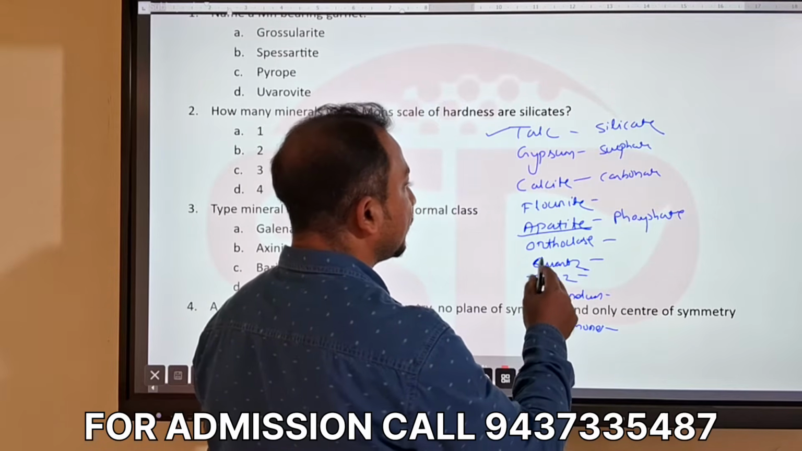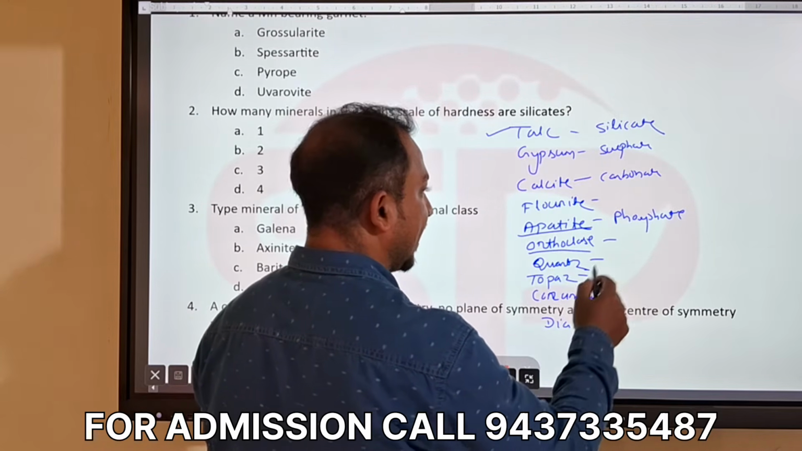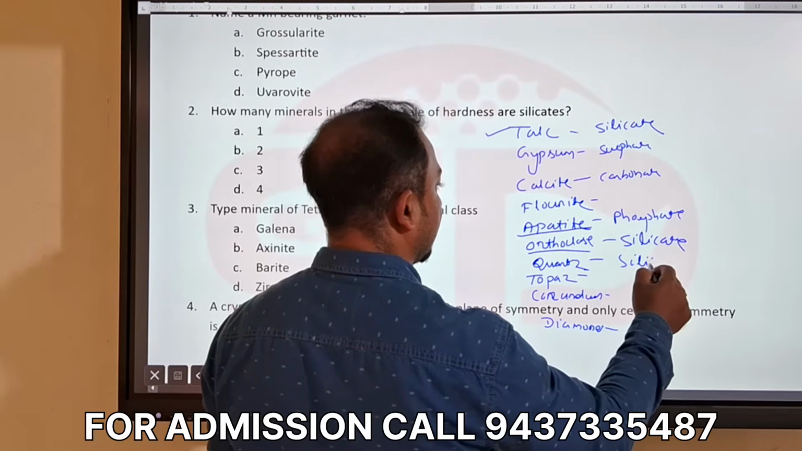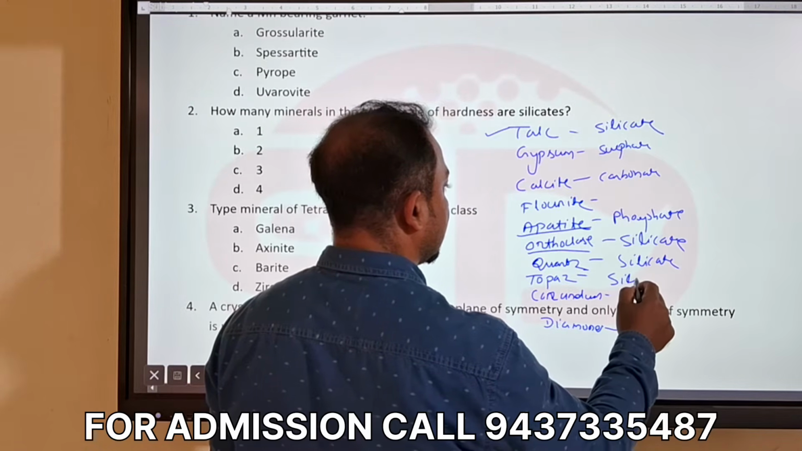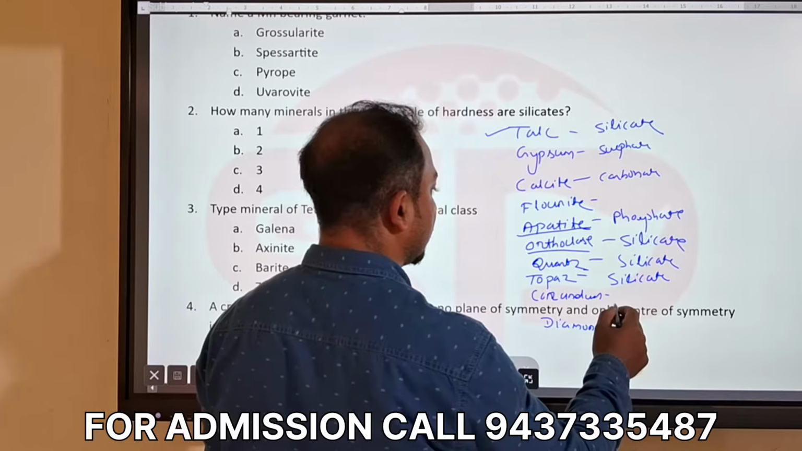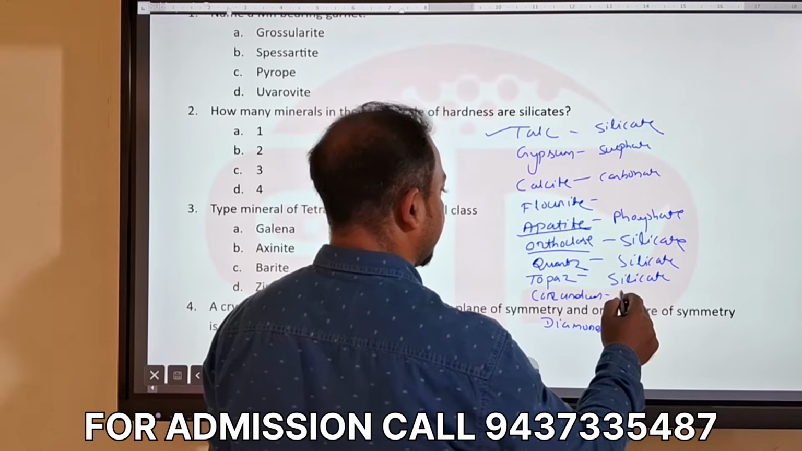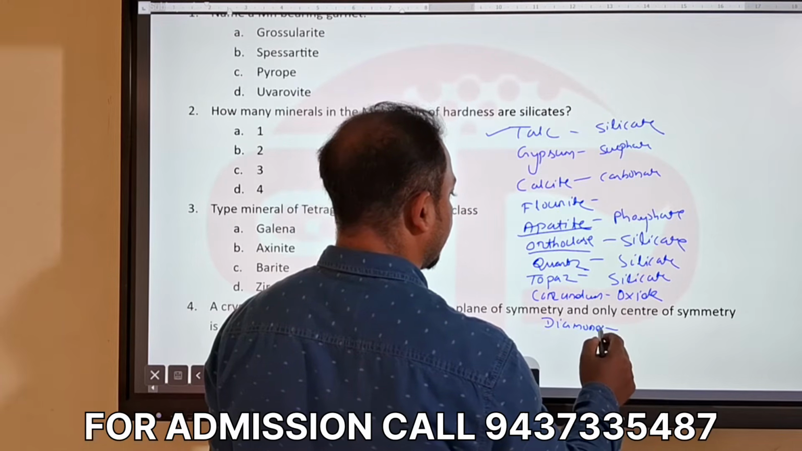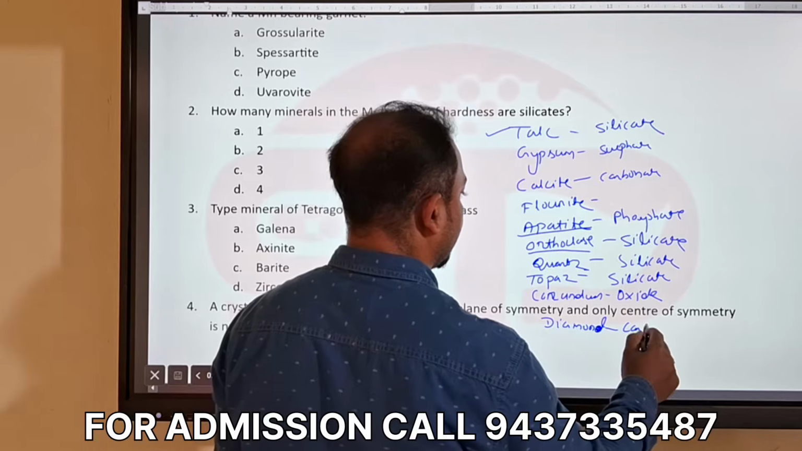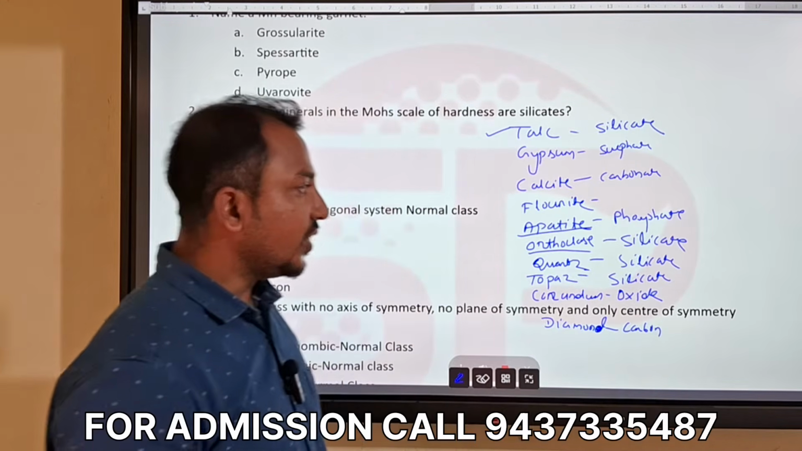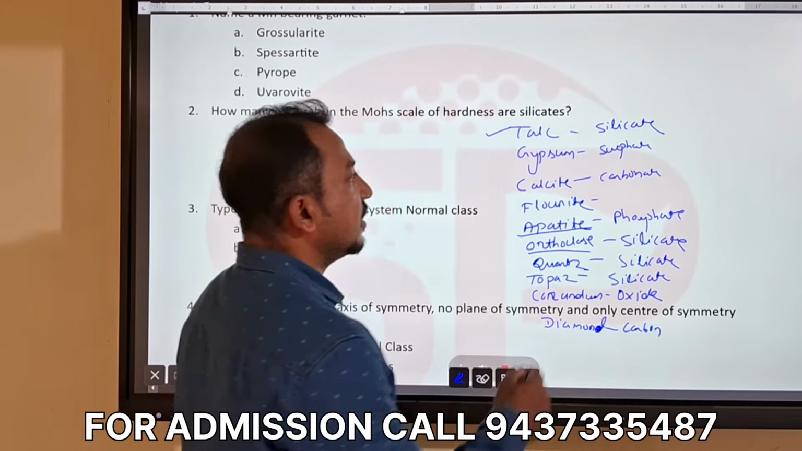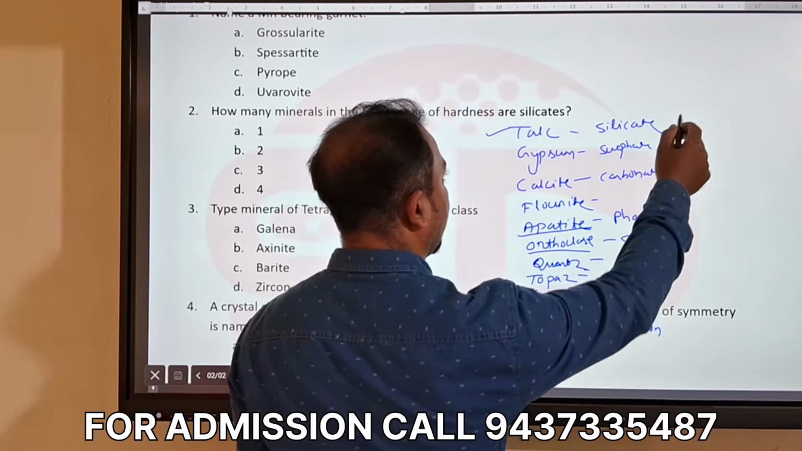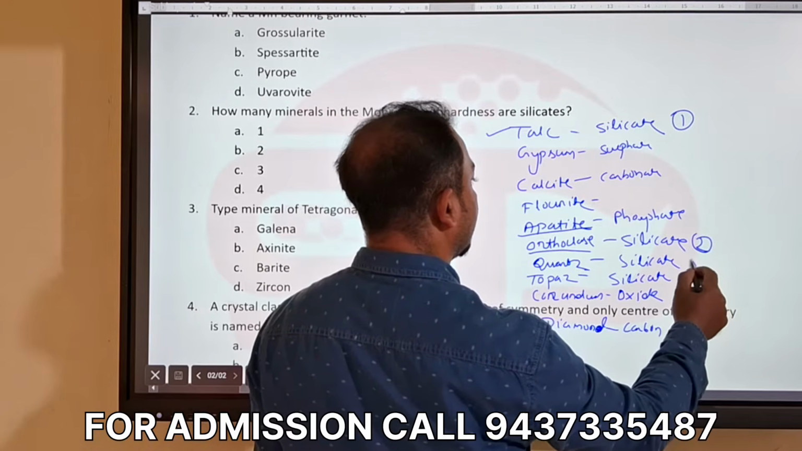It is also hydrous. Orthoclase is a silicate. Quartz is a silicate. Topaz is a silicate, also hydrous. Corundum is an oxide, aluminum oxide. Diamond is carbon. So among these, the silicates are 1, 2, 3, and 4.